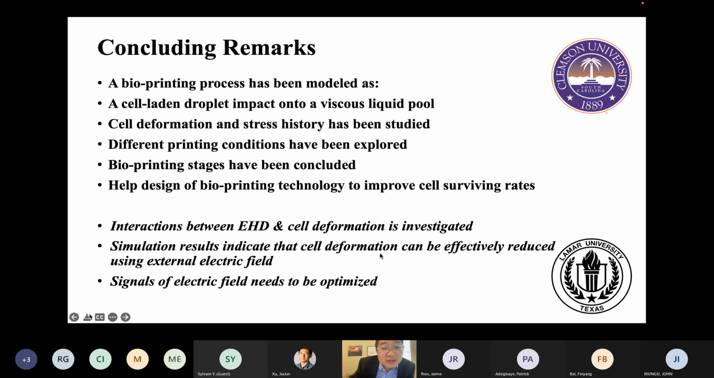And we know that tuning the signals will be important. So certainly there will be continuing work to optimize the best tuning signal for electric fields, so that we can use it to help cells survive.